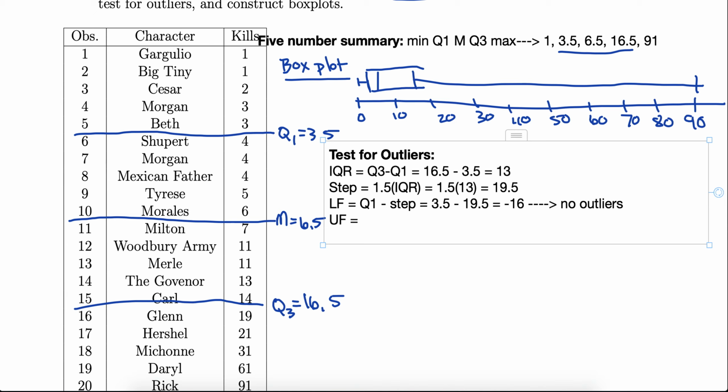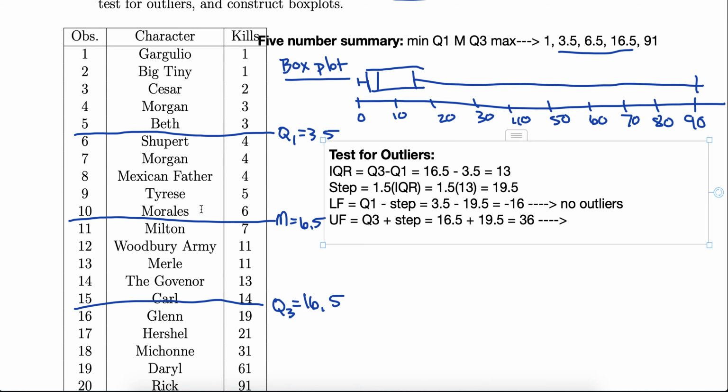Check out the upper extreme, Q3, plus our step amount, so go up the upper 75%. And our Q3 was 16.5, plus our step of 19.5. Again, make sure your signs are good, and you get 36. So this tells us any data points beyond that would be considered outliers.